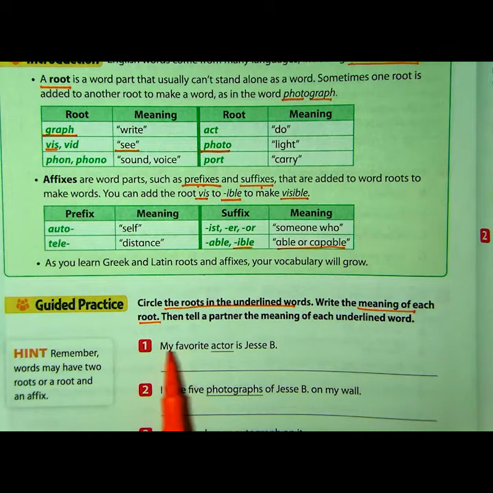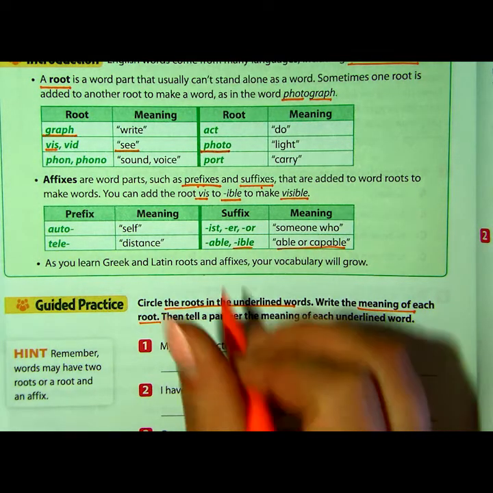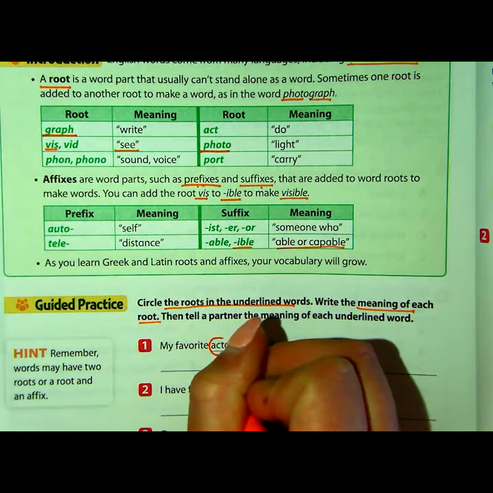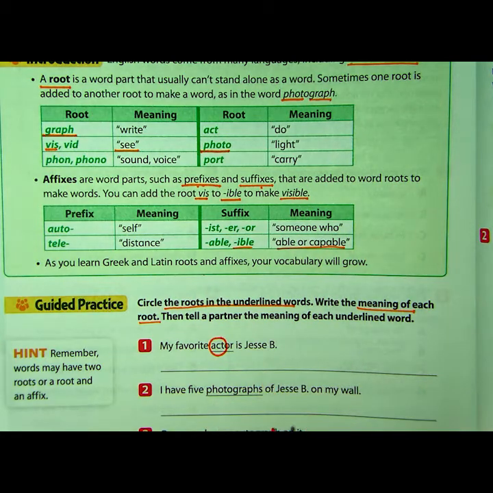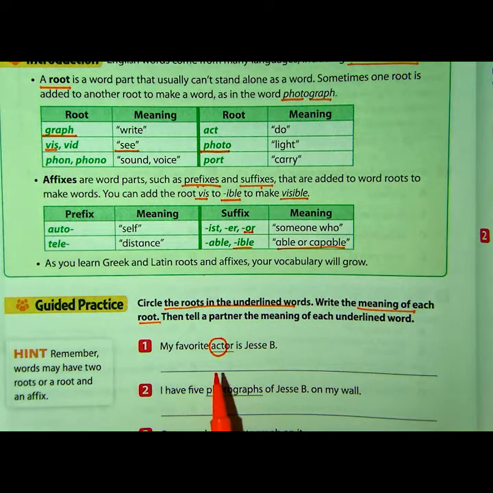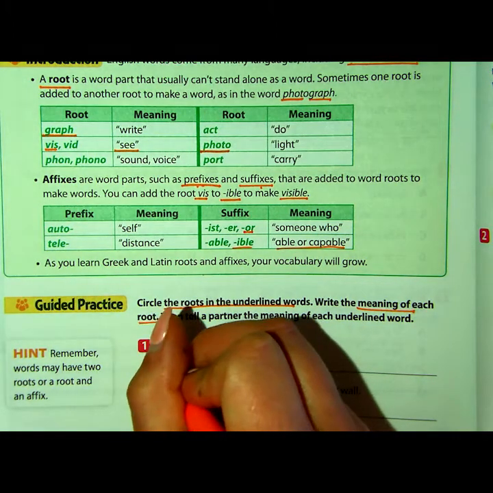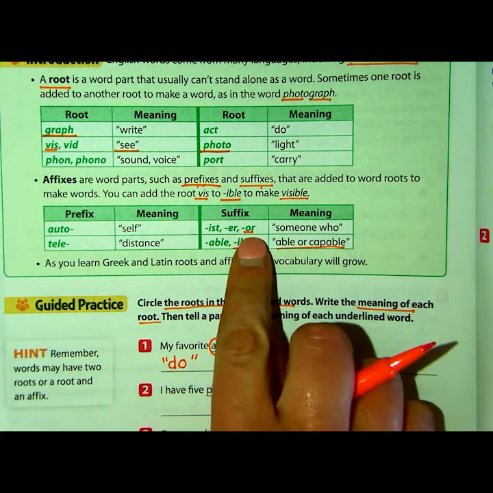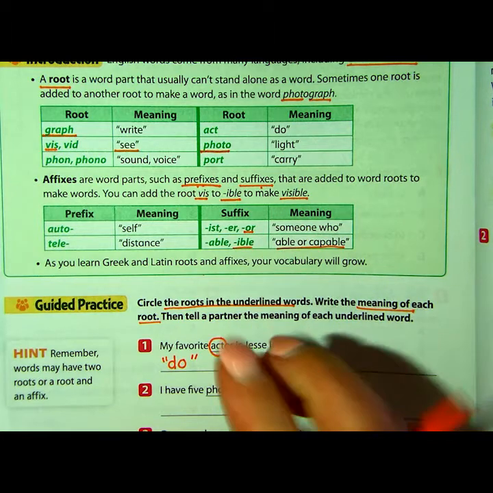My favorite actor is Jessie B. Well, let's identify the different word parts here. I see the root act is right here, so I'm going to circle that. And then we have the other word part, O-R. And I can see that is right here. So act means do. And then that suffix or means someone who.